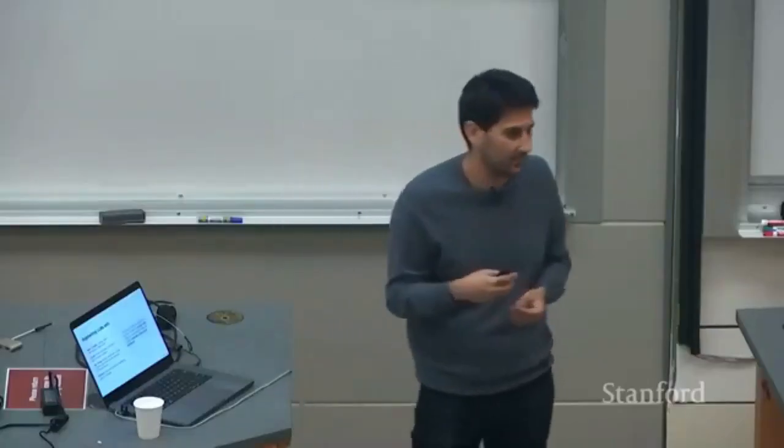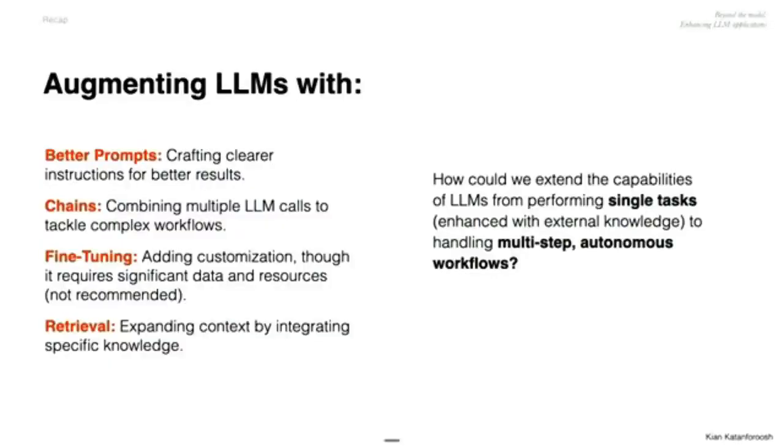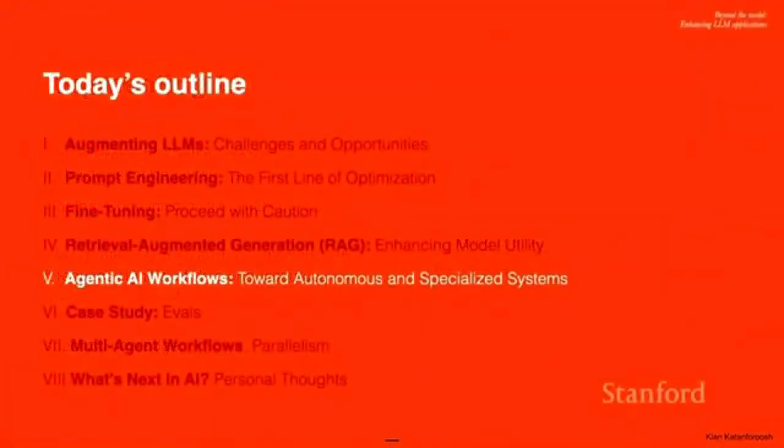The next set of topics we're going to see is around the question of how we could extend the capabilities of LLMs from performing single tasks enhanced with external knowledge to handling multi-step autonomous workflows. Yeah, and this is where we get into proper agentic AI. So let's talk about agentic AI workflows towards autonomous and specialized systems. Then we'll talk about evals, then we'll see multi-agent systems, and we'll end with a little thoughts on what's next in AI.